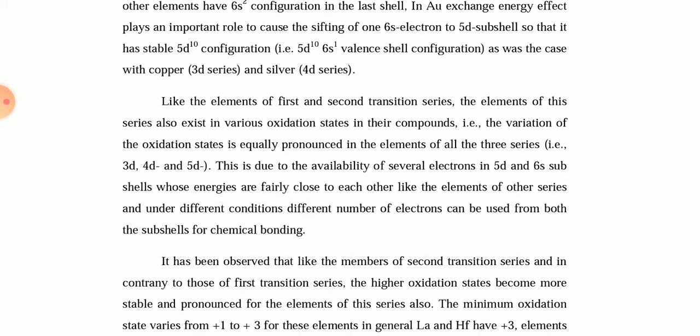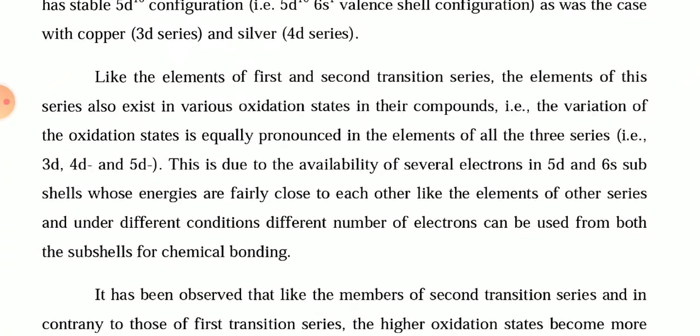Like the elements of the first and second transition series, the elements of this series also exist in various oxidation states in their compounds. The variation of the oxidation state is equal for the elements of all three series, 3d, 4d and 5d. This is due to the availability of several electrons in the 5d and 6s subshells whose energies are fairly close to each other.